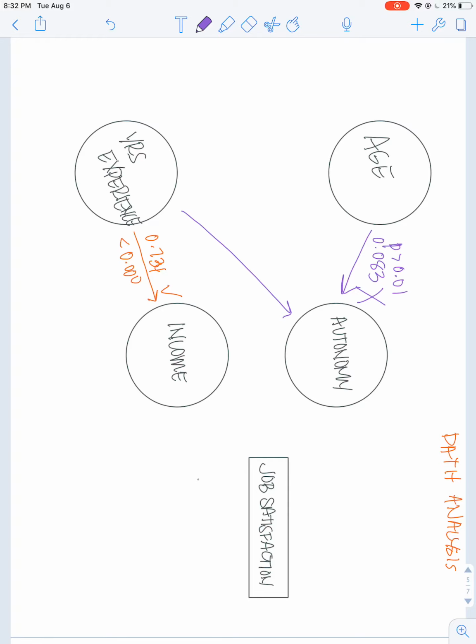reduced model. And then when we look at years of experience, we've got a coefficient of 0.852 with a p-value of less than 0.00. So in this case, we're going to keep that one.